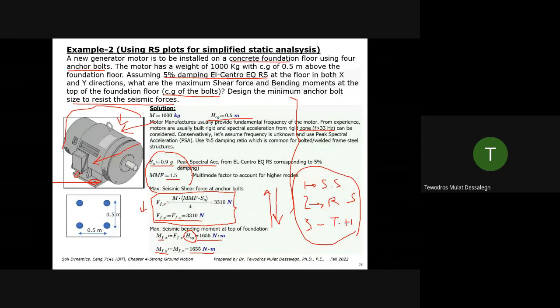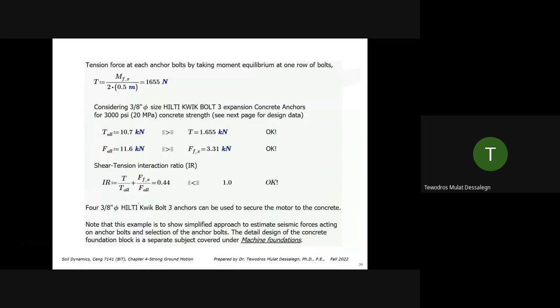So once you get your force, your moment, you can design your bolts, anchor bolts. The maximum tension force on the anchor bolt, you can get it. Tension force at each anchor bolt by taking moment equilibrium. Once you get your tension force, then you can use design charts to pick what kind of bolt I should use. For example, in this case, considering the 3/8-inch diameter Hilti Kwik Bolt 3. This is from different manufacturers. Depending on what manufacturer, what kind of bolt you are using, they provide you the allowables. You can go to their design manuals and pick the right value.